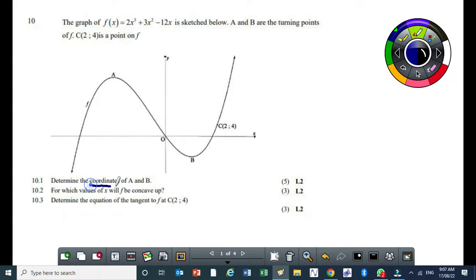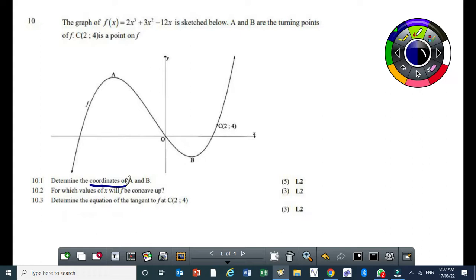Now, it's important for you to know that if a question talks about coordinates, it means your final answers must be in coordinate form. There must be an x value and there also must be a y value. You don't just write the x value only and then stop there. You have to write the x and the corresponding y value.